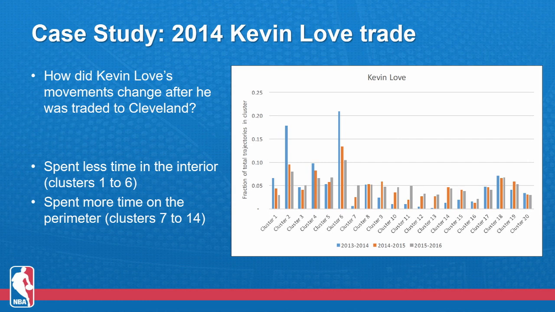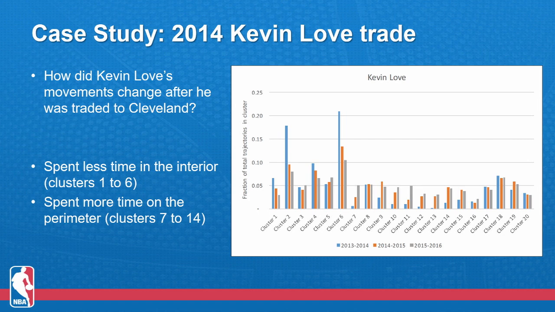We used this tool to conduct several case studies, and one of them is shown here. We went into a deep dive to examine how Kevin Love's movements changed after he was traded to the Cavaliers in 2014. Kevin Love went from being the primary option with the Minnesota Timberwolves to being the third option with the Cleveland Cavaliers behind LeBron James and Kyrie Irving.